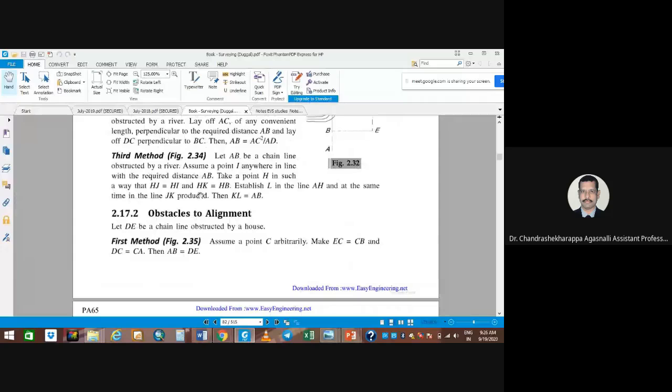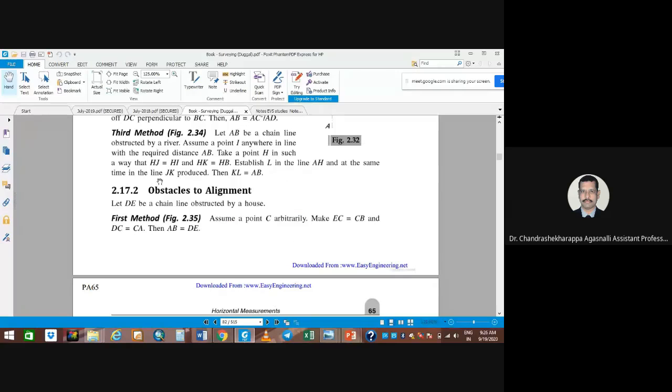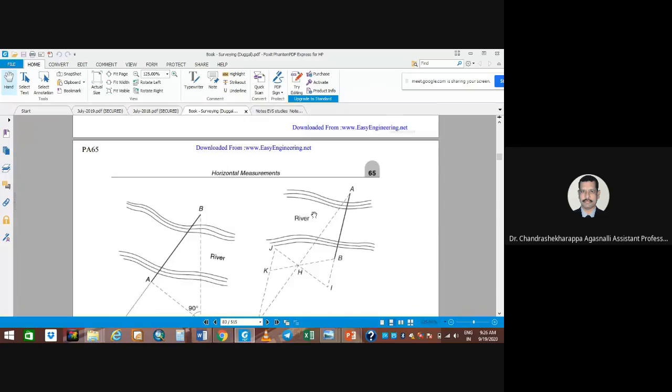Okay, HA is equal to HI and HK is equal to HB. It's just like a mirror of this. HK is equal to HB. So those are things you need to take care of when you are in the field. It may not be the case; you may not get this type of situation in the field.